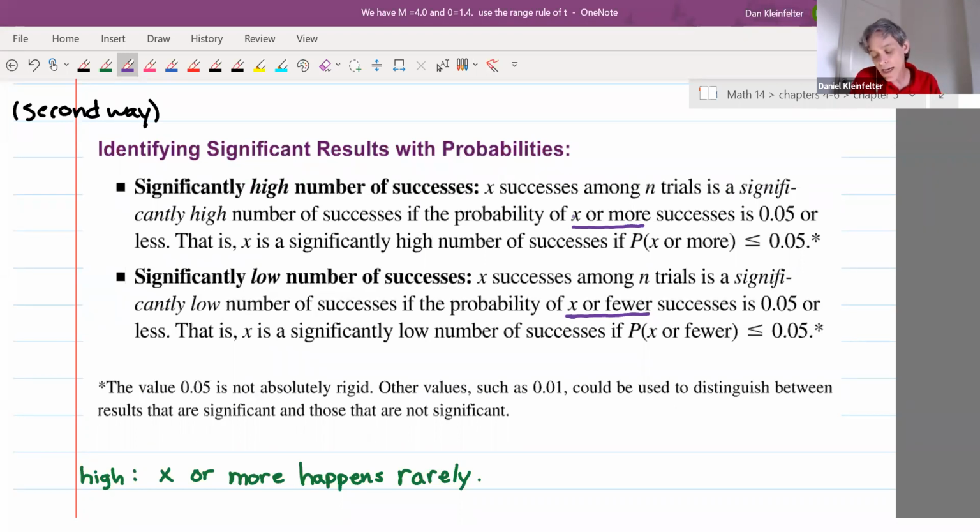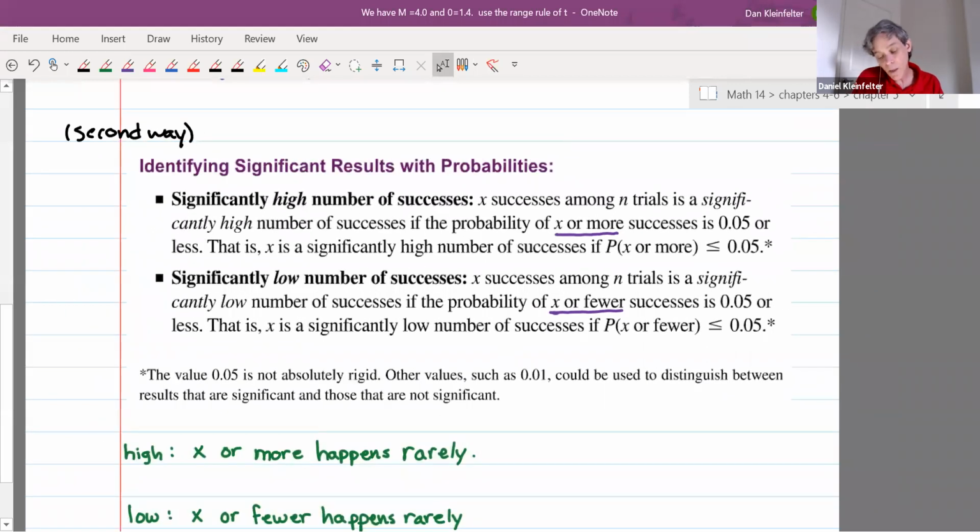Here, a trial is not like rolling a die or tossing a coin. It's having groups of 8 babies, right? So that's one trial here, and then X girls would be our successes. That's half of it. The other half is you want to be careful about all the highs and lows. It says significantly high number if the probability of X or more successes is 0.05 or less. 0.05 or less means there's a low probability, a 5% or less chance of getting X or more successes.